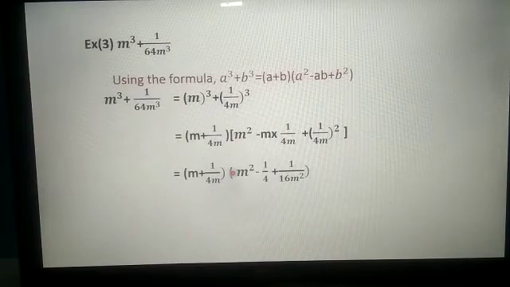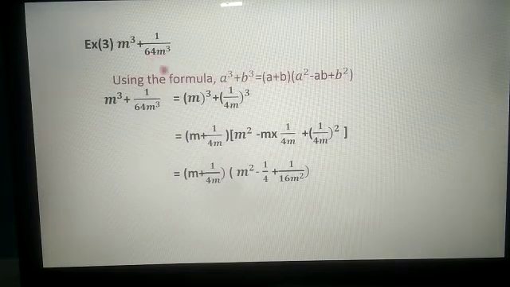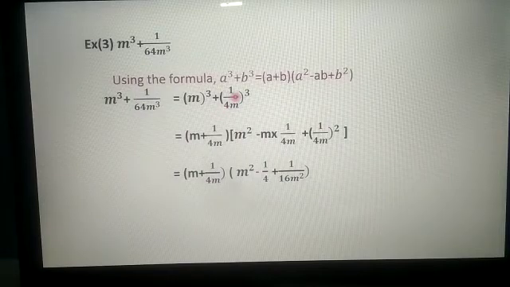m cube plus 1 upon 64 m cube. So writing this in the form of a cube plus b cube, use the formula again. a cube plus b cube is equal to a plus b into a square minus ab plus b square. Now what is our a? a is m. What is our b? Keep this 1 upon 64 m cube in the form of b cube. So it will be 1 upon 4m whole cube.